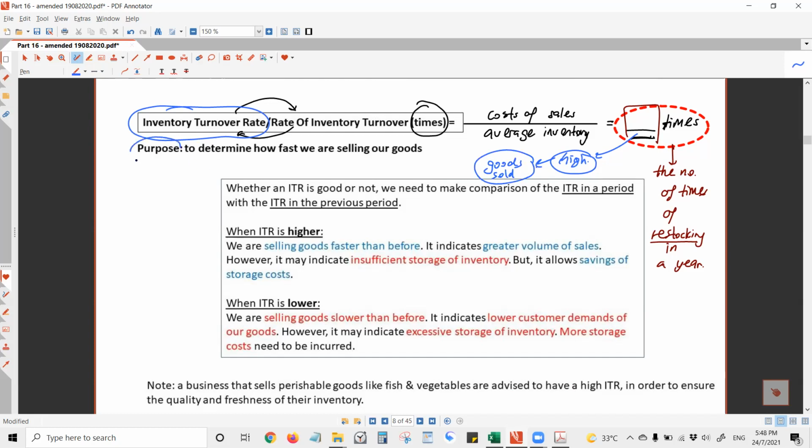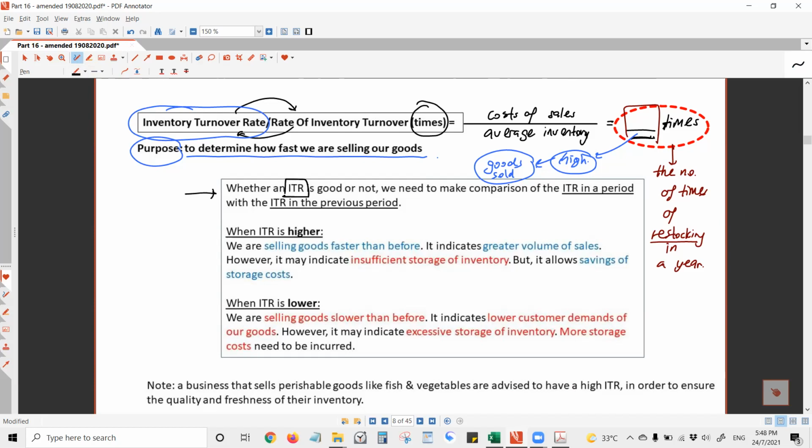So here the purpose tells you to determine how fast we are selling our goods. Once again, a single number is not good enough for us to make a meaningful comment. You have to compare this result with the previous year's inventory turnover rate or a later year's inventory turnover rate to make a meaningful comment. So here is a box. We read these few paragraphs.